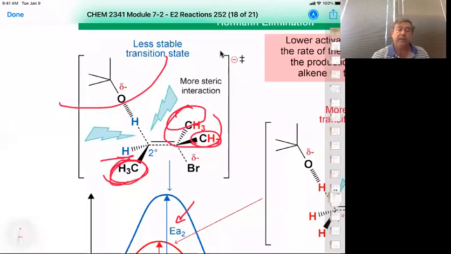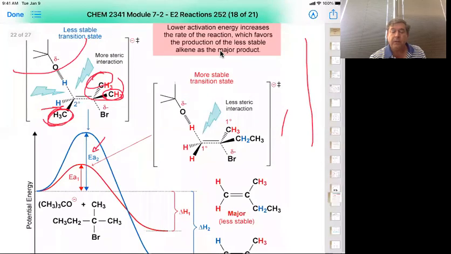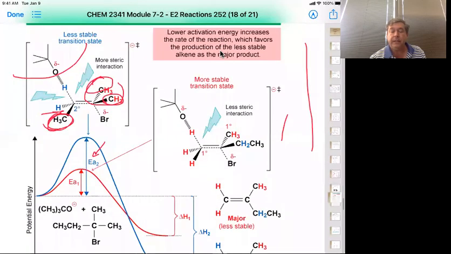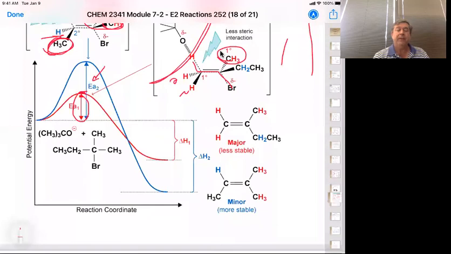So let's try the other one. Let's try to remove the hydrogens that are out here. Now notice when we do that, we still have a hydrogen that's anti to our bromine, but there's almost no steric interaction. We have one methyl group over here and two hydrogens over here, so there is a lot less steric demand, and therefore it has a lower activation energy. But look at the products. In this case, we have a lower activation energy, so we're making the kinetic product. It's a faster reaction, but it's a less stable product.